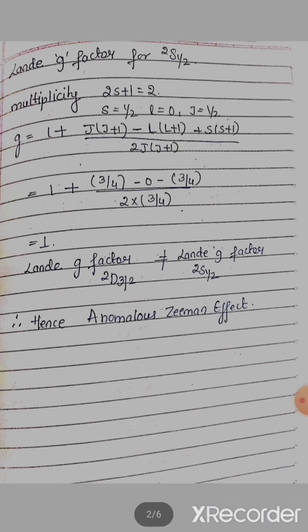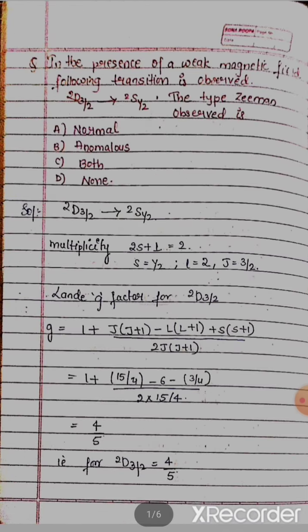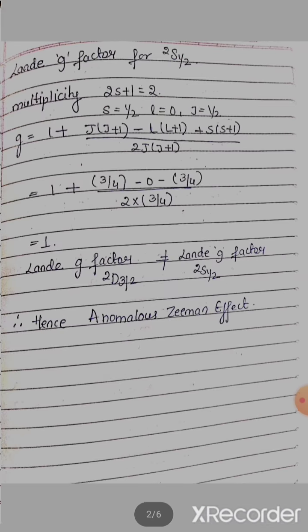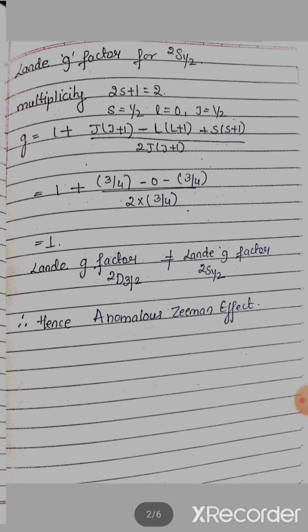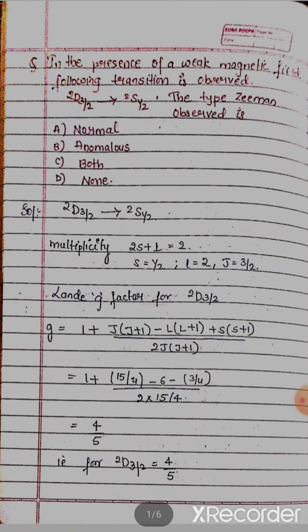Similarly, find the Lande g factor for 2S 1 by 2. Respectively, the values of S, L and J are taken from there. Do the simple calculation, you will get the value as 1. From this, it clearly shows that the Lande g factor for 2D 3 by 2 and 2S 1 by 2 are different. Hence, it is an anomalous Zeeman effect. That is option B is the correct one.